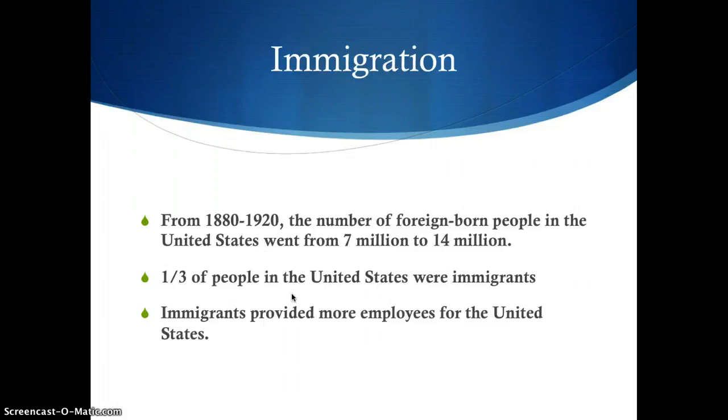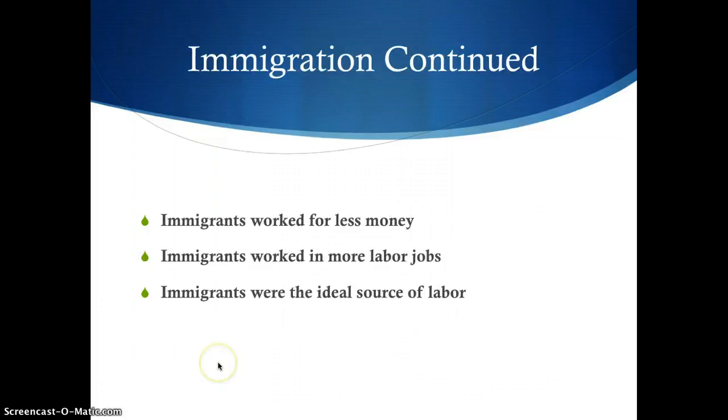As America gained its independence and began to revolutionize, many people started to come to America. Responsible for about one-third of all the people in the United States were immigrants. Immigrants provided more employees for the United States, allowing them to produce quicker and more efficiently. Immigrants played a key role because, one, they would work for less money than typical Americans. They could do the labor jobs, so most Americans could focus on getting the actual production done.